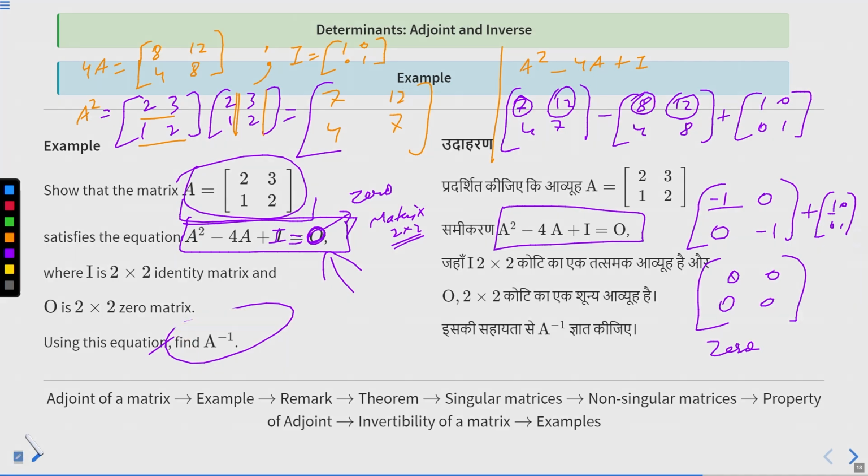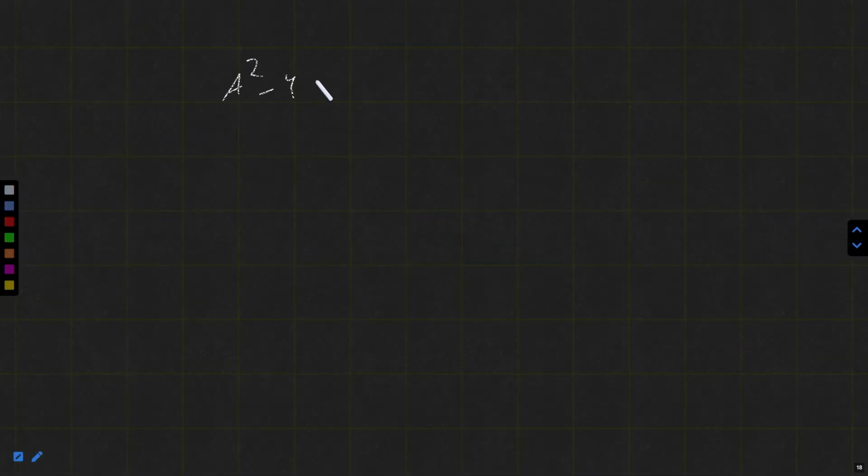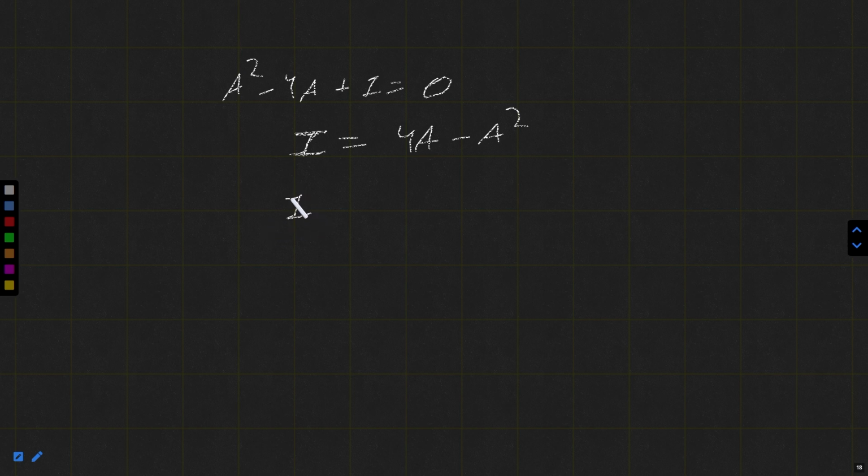Let us see. A square minus 4A plus I is equal to the zero matrix. This means I can write the identity matrix I as the same as 4A minus A square. Now pre-multiply with A inverse, or you can say post multiply with A inverse. Let me just post multiply. So 4A minus A square post multiplied with A inverse.